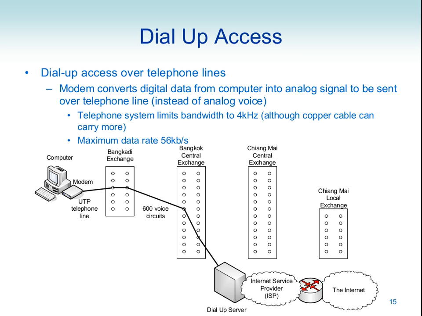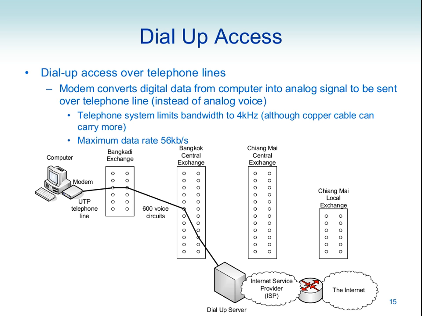But we use the telephone network to connect to the ISP, and then that ISP, the internet service provider, connects out to the internet. So your data, when you're accessing some website, goes via the telephone network to your ISP, and then that sends it out via a packet switched network to the destination on the internet. This is dial-up internet access.